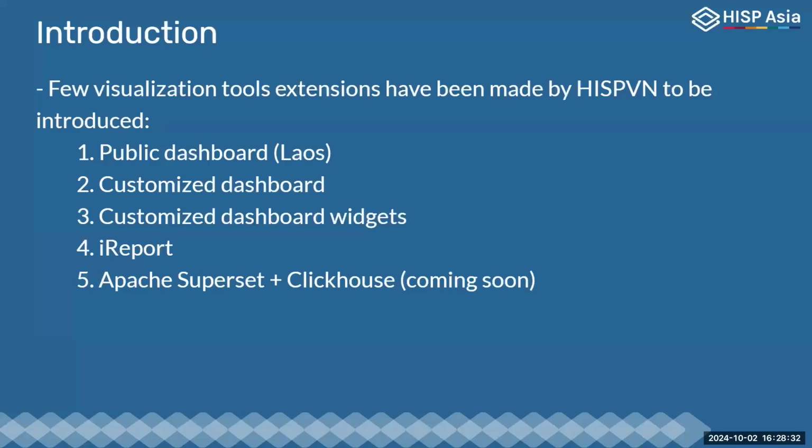And here is the list of the app visualizer tool extensions that have been made by HISP Vietnam until now. First is the public dashboard that's already implemented and applied in Laos. The second one is the customized dashboard, and then the customized dashboard widget, which is already applied in Laos and also the Vietnam project. And next one we are developing is the iReport, and finally, coming soon will be Superset integrated with ClickHouse.